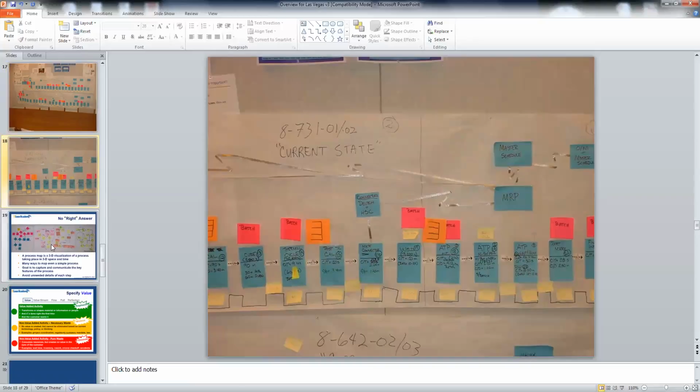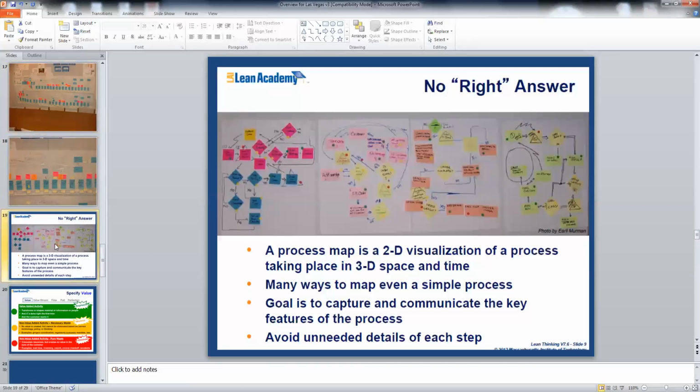So one of the key things to keep in mind is there is no right answer. So you can see that value stream maps come in all different shapes and forms. The key is to give perspective and visualization so that everybody can see the steps in the process flow.